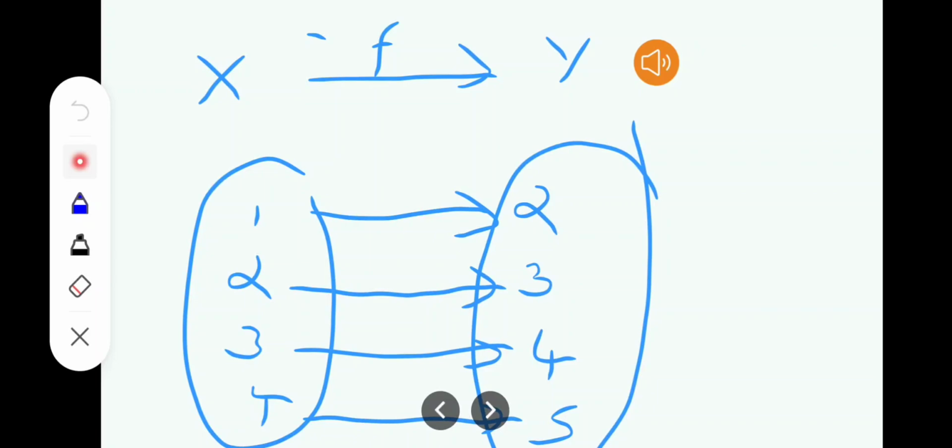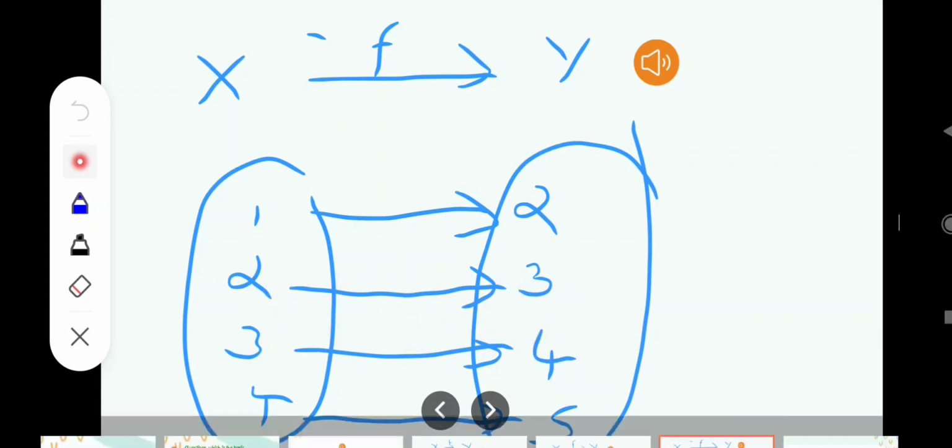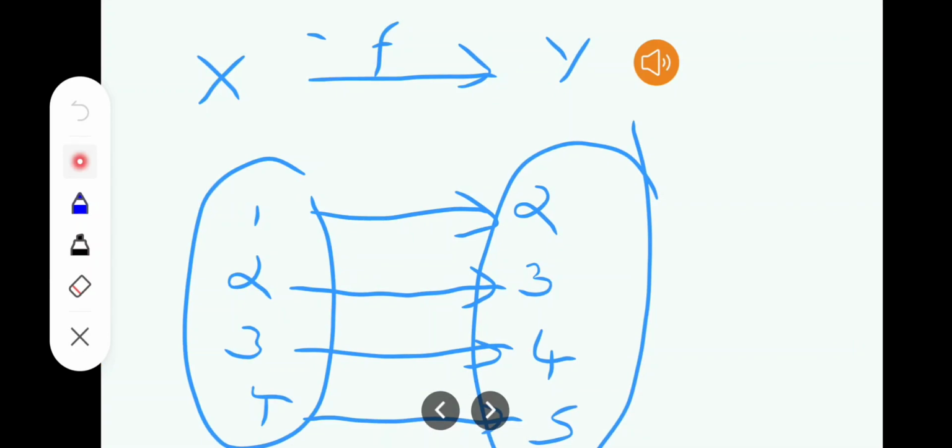In this example, every element has one and only one image. This relation is a function. That is, 1 is mapped to 2, 2 is mapped to 3, 3 is mapped to 4, and 4 is mapped to 5. Every element in X has a unique image in Y. Then we can call this a function.